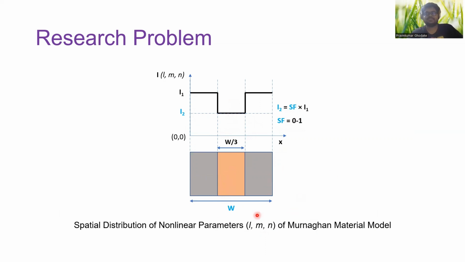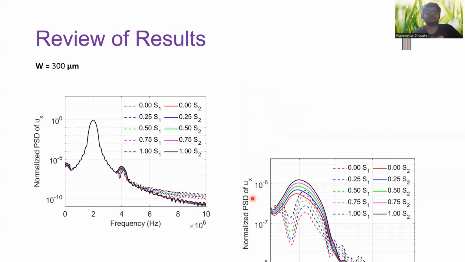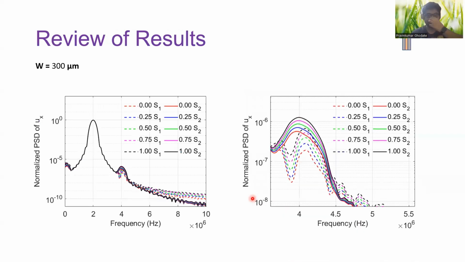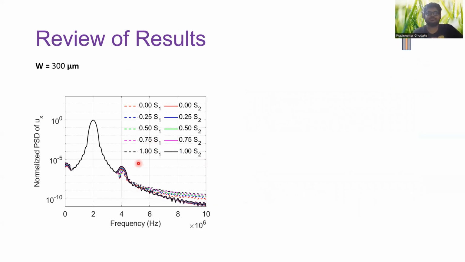So the objective of this study is to exploit the harmonic scattering responses as we change the width of the complete unit cell, as well as the intensity of the central layer, because these are highly sensitive parameters. So we exploited these parameters. Towards that, when we consider a unit cell of 300 micrometer size, the harmonic response is shown like this.